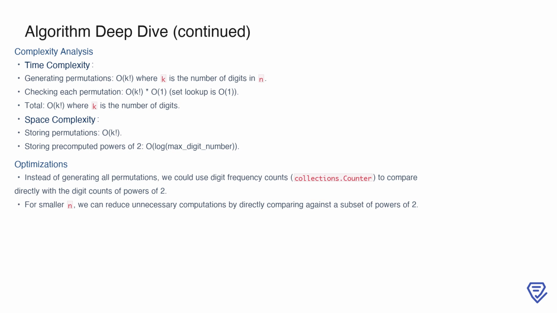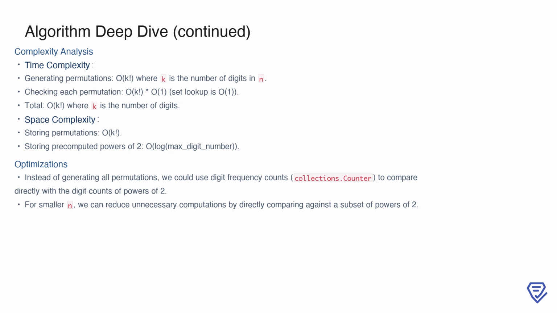To optimize this algorithm further, we can avoid generating all permutations by using the frequency count of digits. For each power of 2, we can compare its digit frequency with the digit frequency of n using tools like collections.Counter. This eliminates the need to explicitly generate permutations.